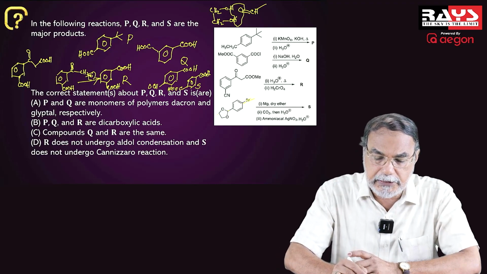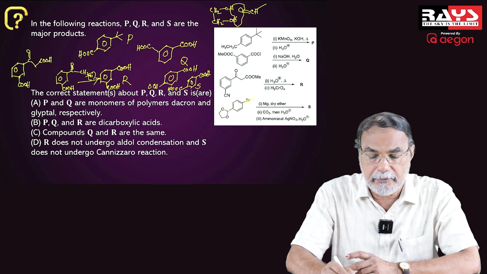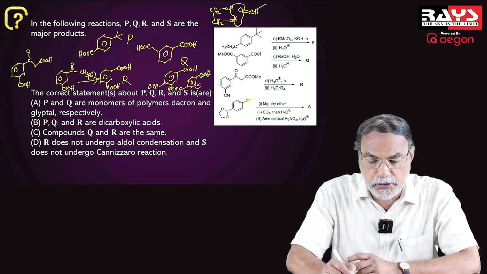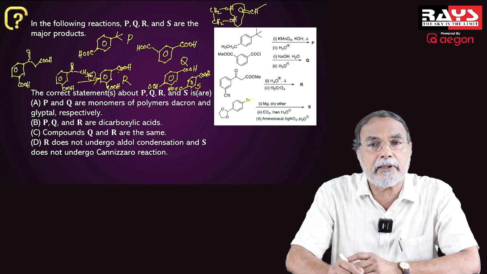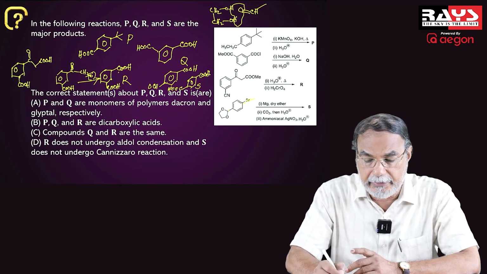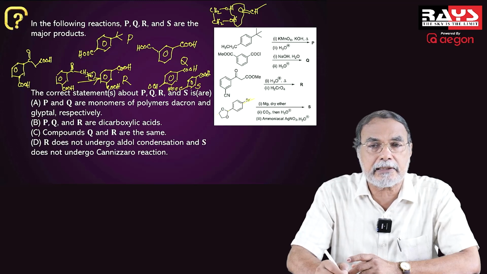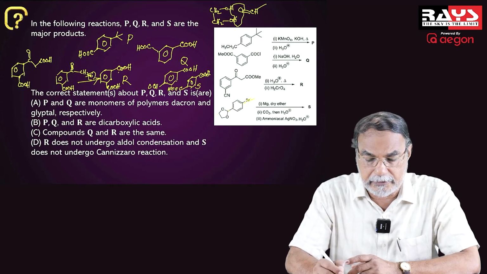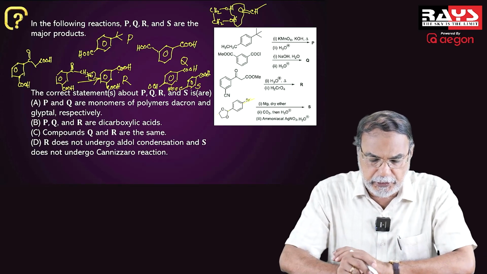So the compound P is para-tertiary butyl benzoic acid, and Q is isophthalic acid or benzene 1,3-dicarboxylic acid. R is also isophthalic acid or benzene 1,3-dicarboxylic acid, and S is benzene 1,4-dicarboxylic acid or terephthalic acid. So now the products are ready. So we can go through the statements.